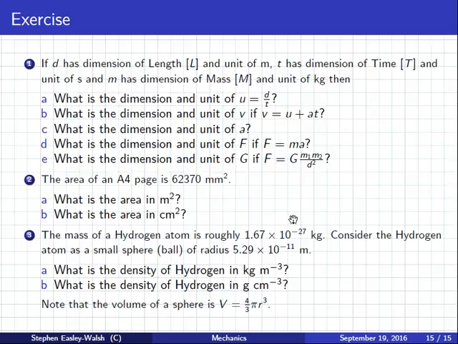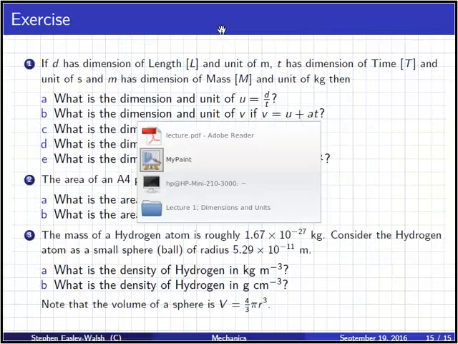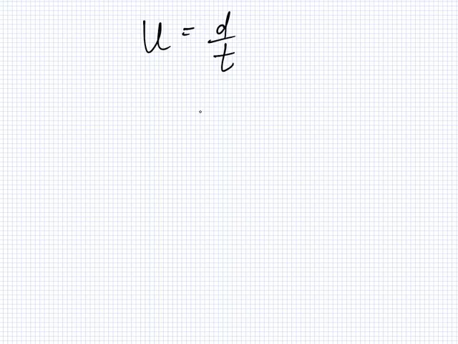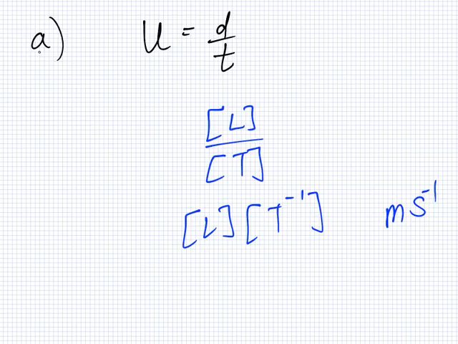Will we have a look? So let's see, the first one. I said U equals D over T. I tell you the D measures length and the T measures time. So the answer is length per time and the unit is meters per second. Okay, so that's A. I hope you got that one. Let's have a look at B.